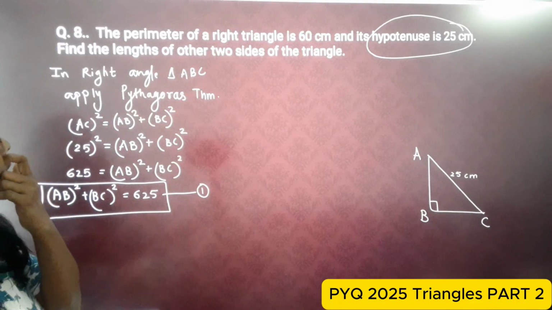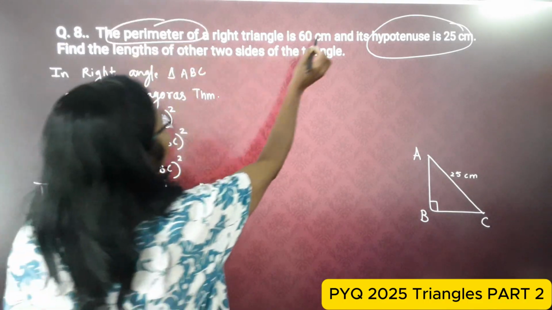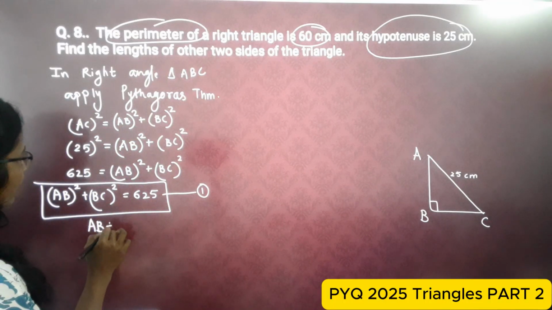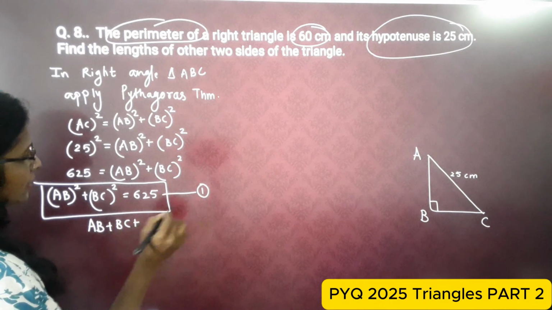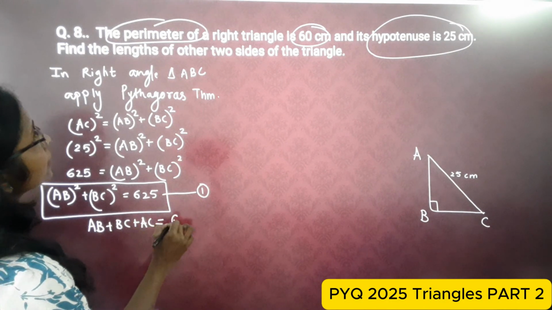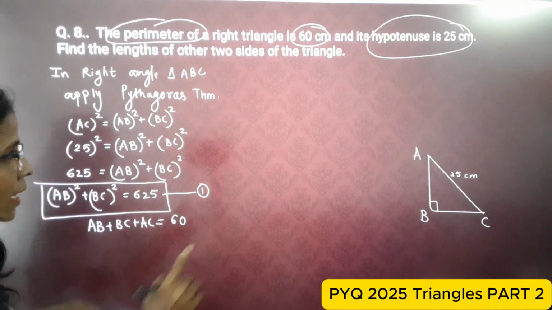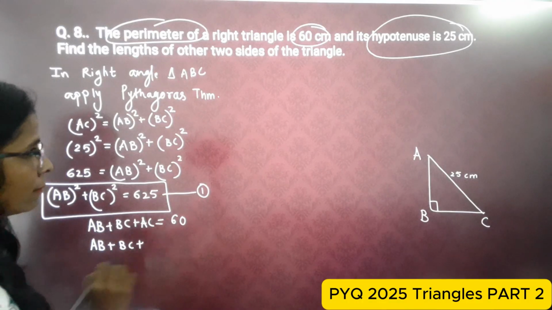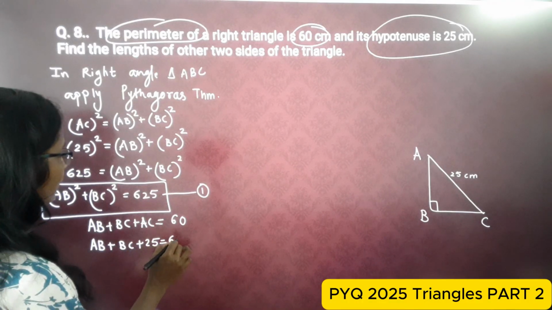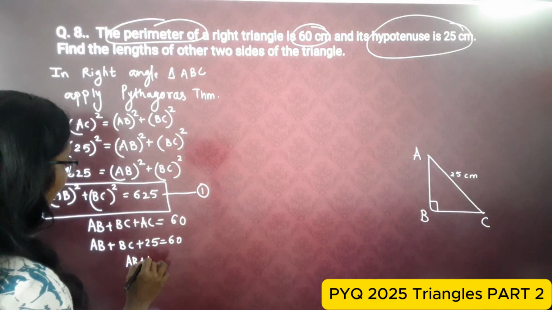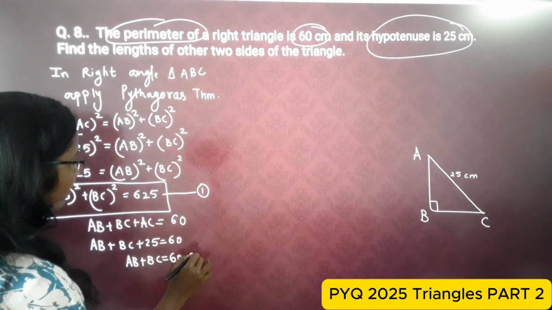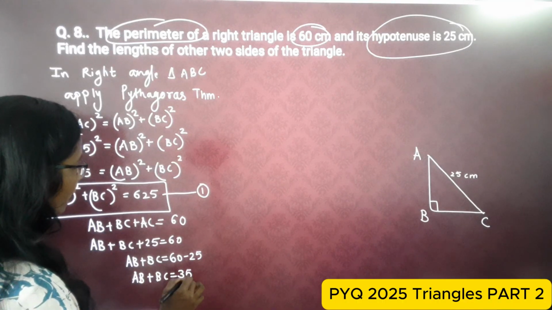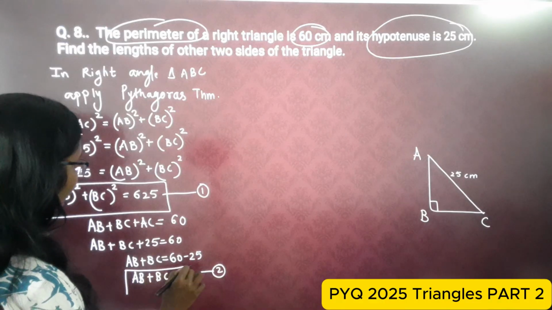Now there is another information given, that the perimeter of the right angle triangle is 60 centimeter. That means, students, AB plus BC plus AC is equal to 60 centimeter. AC is given as 25, so AB plus BC plus 25 is equal to 60. So AB plus BC is equal to 60 minus 25. Therefore, AB plus BC is equal to 35, and call it the second equation.